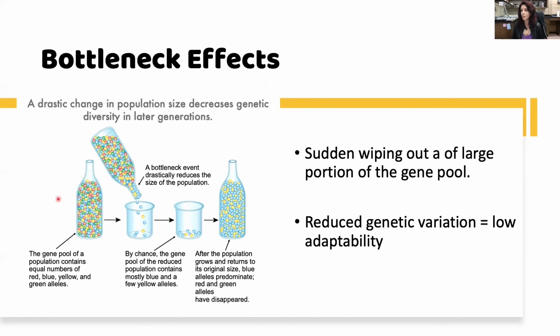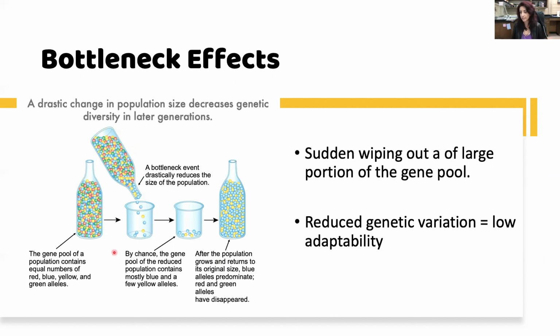So here we have a bottle representing with different colored candies the different gene variants in the population's gene pool. We see that we have equal numbers of red, blue, yellow, and green alleles, okay? The bottleneck, here where the bottle actually tapers at the neck, this bottleneck event drastically reduces the size of the population. So our event is pouring that bottle into a little jar and seeing what comes out, okay?